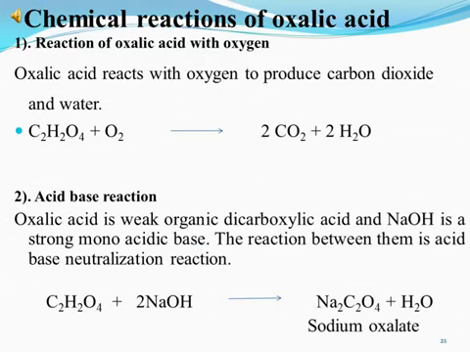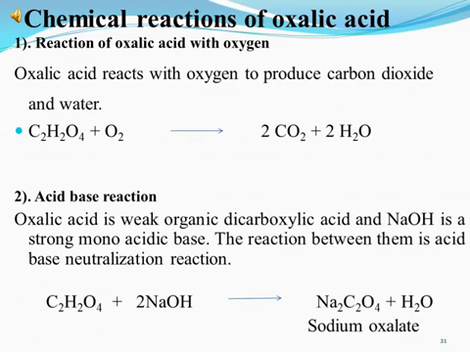Now the chemical reactions of oxalic acid. First of all, we discuss the reaction of oxalic acid with oxygen. Oxalic acid reacts with oxygen to produce carbon dioxide and water. As you can see in the equation, oxalic acid reacts with an oxygen molecule to produce 2 carbon dioxide, and 2 water molecules are also released.